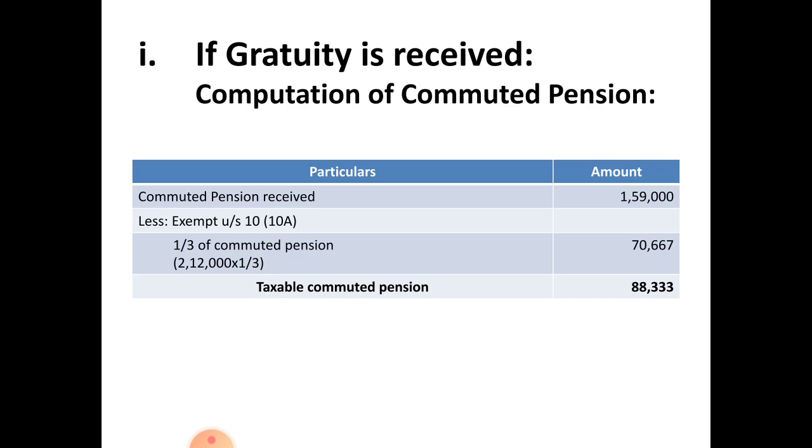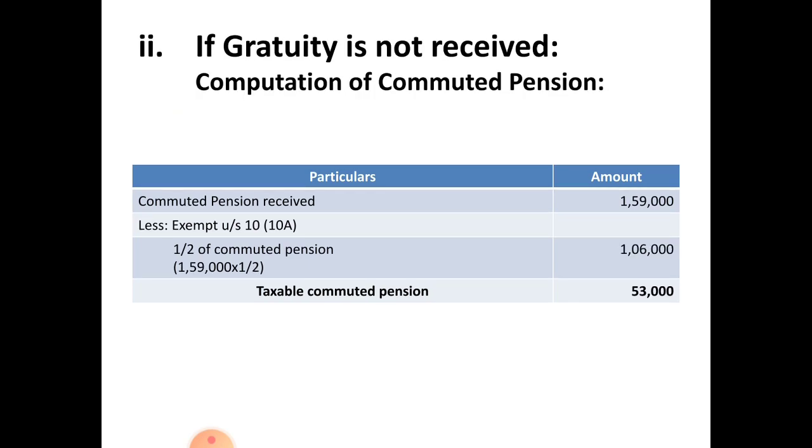Consider he is receiving gratuity, then commuted pension received is 1,59,000. This remains the same, and exempt 1/3 of commuted pension, that is 2,12,000 into 1/3, which is 70,666.67, make it 70,667. When you deduct from commuted pension received, you get taxable commuted pension as 88,333. This is when you consider him in receipt of gratuity.